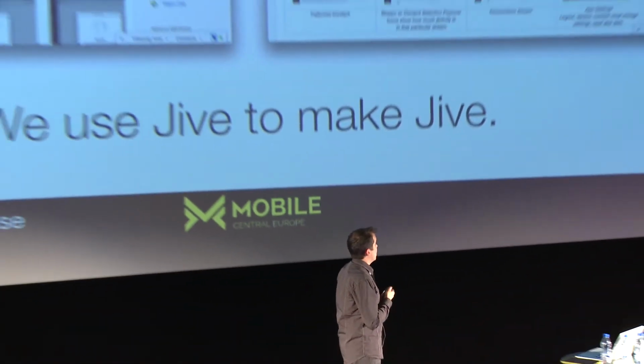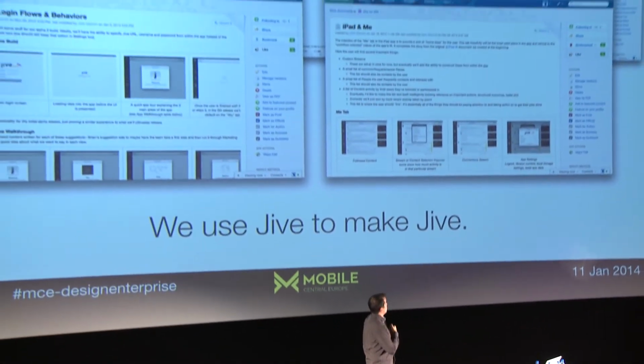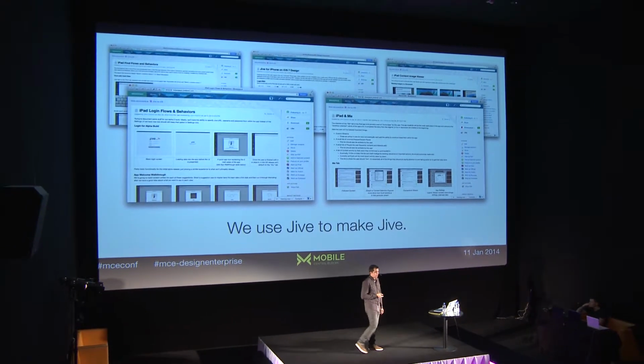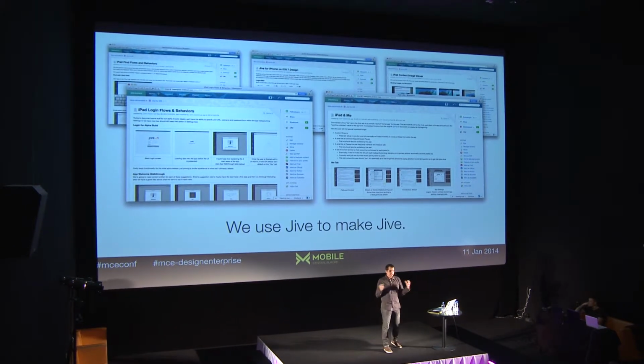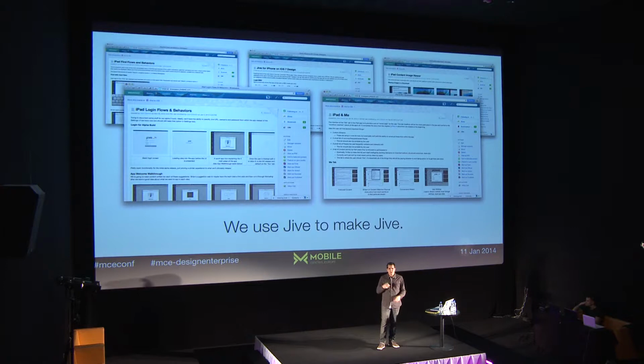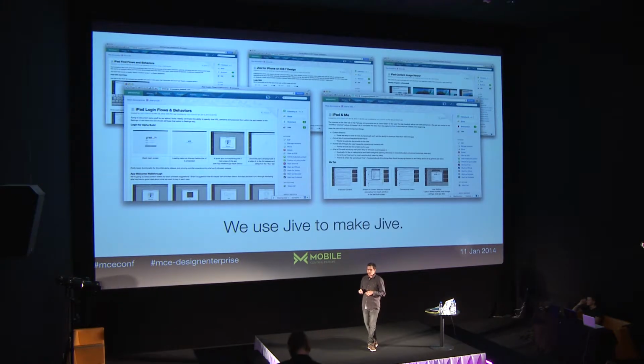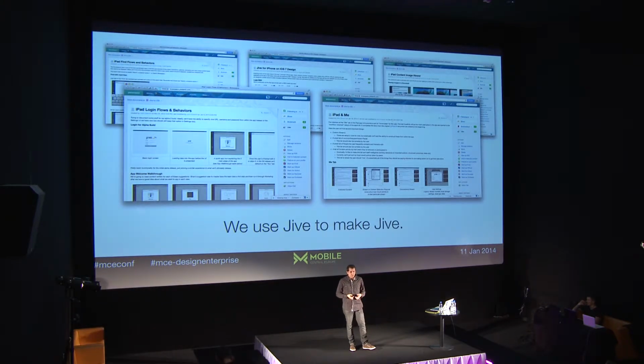So we use Jive to make Jive. In our internal instance, these are some design documents basically outlining all the features that are going into the applications. I went to a talk earlier, and someone was asking about when you do your design specification, what happens when that gets outdated, and how do you actually keep that document up to date?